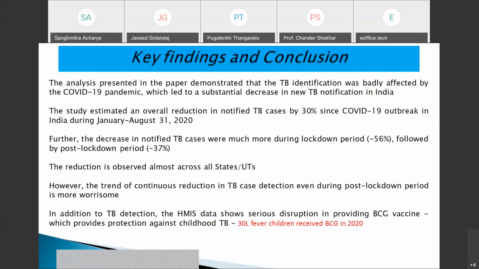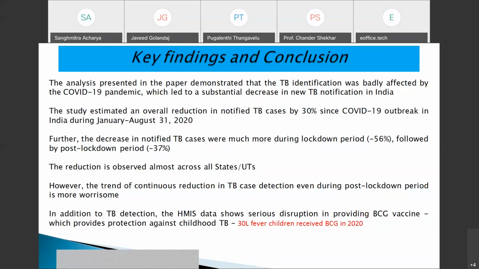The analysis presented in the paper demonstrated that TB identification was badly affected by the COVID-19 pandemic, which led to a substantial decrease in new TB notifications in India. The study estimated an overall reduction in notified TB cases by 30% since the COVID-19 outbreak in India, from January to August 31st, 2020. Further, the decrease in notified TB cases was much more during the lockdown period, at 56%, followed by the post-lockdown period. This reduction was observed in almost all states and UTs. However, the trend of continuous reduction in TB case detection even during the post-lockdown period is more worrisome.